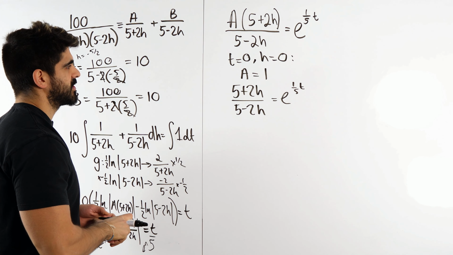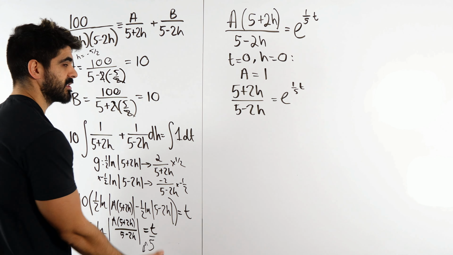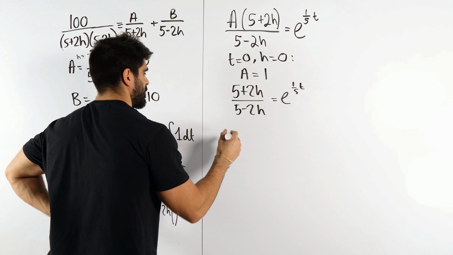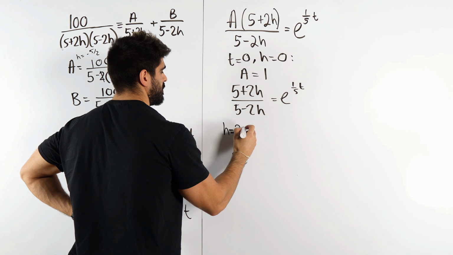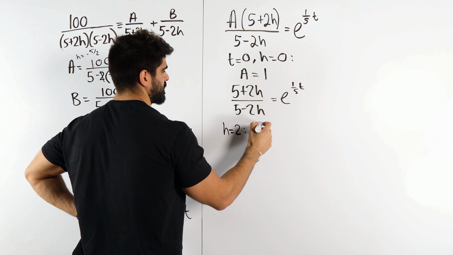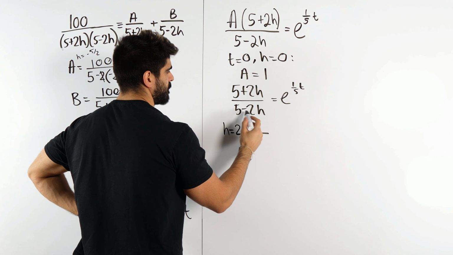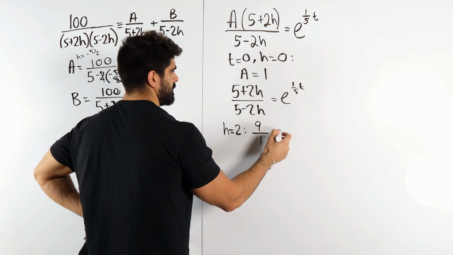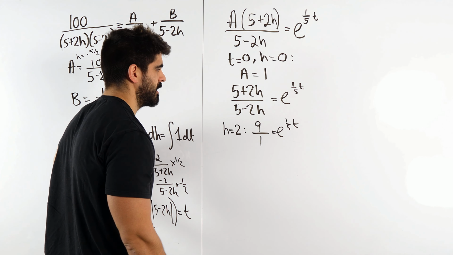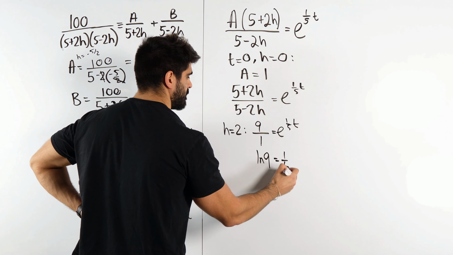And then the question said, find the value of t. Oh, maybe I didn't even need to rearrange this. It said find the value of t when h was 2, wasn't it? So when h is 2, 2 times 2 is 4, plus 5 is 9, over 5 minus 4, which is 1, is e to the 1/5 t. I don't know if it wanted exact or not. So we're going to ln both sides. I get ln 9 is 1/5 t.